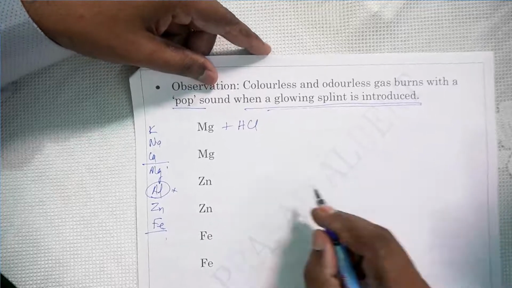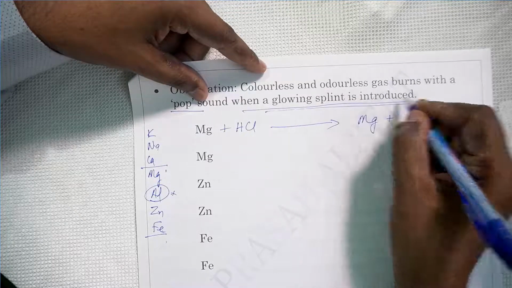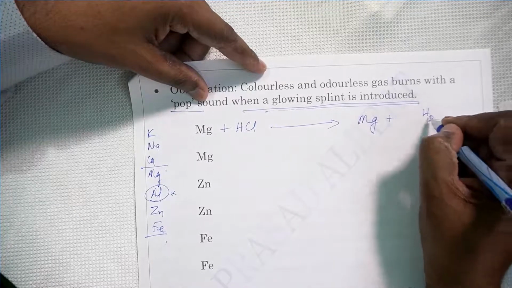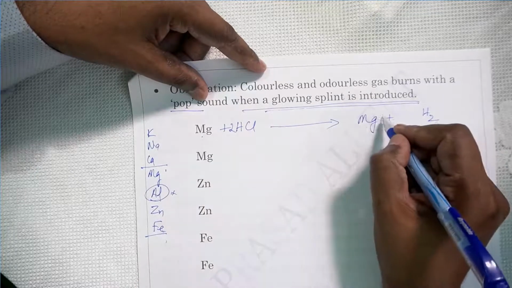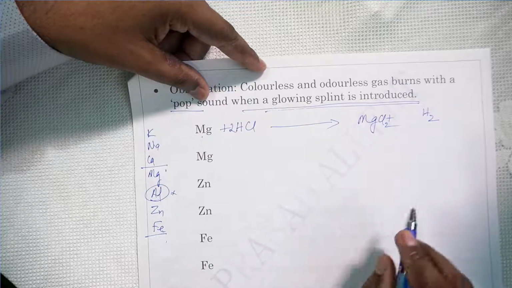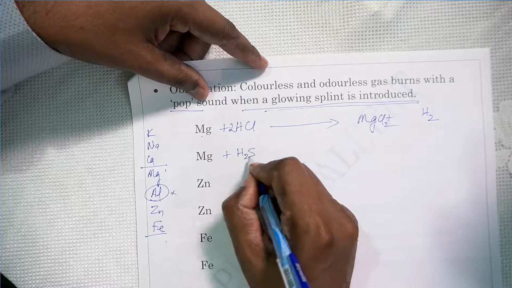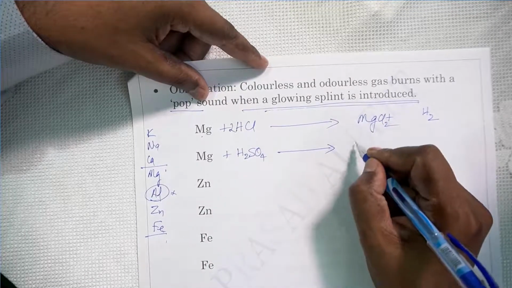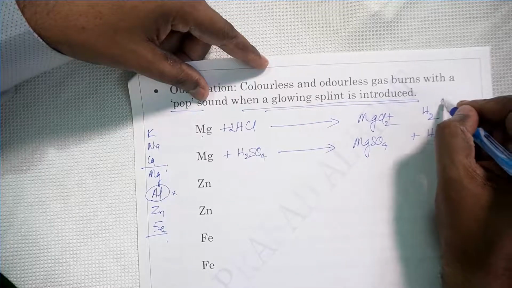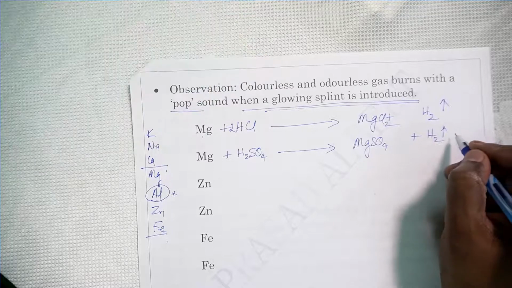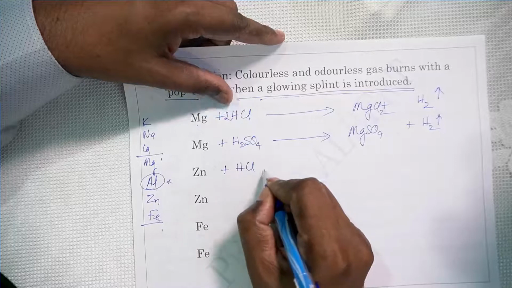Now magnesium plus hydrochloric acid. What you get is magnesium chloride plus hydrogen gas. Hydrogen gas is H2. Two hydrogens required, so 2 HCl, and that means Mg and Cl2, MgCl2, magnesium chloride. Mg plus H2SO4, sulfuric acid, you get MgSO4 and hydrogen gas. Hydrogen is colorless, odorless. You can show an upward arrow for the gas evolved.